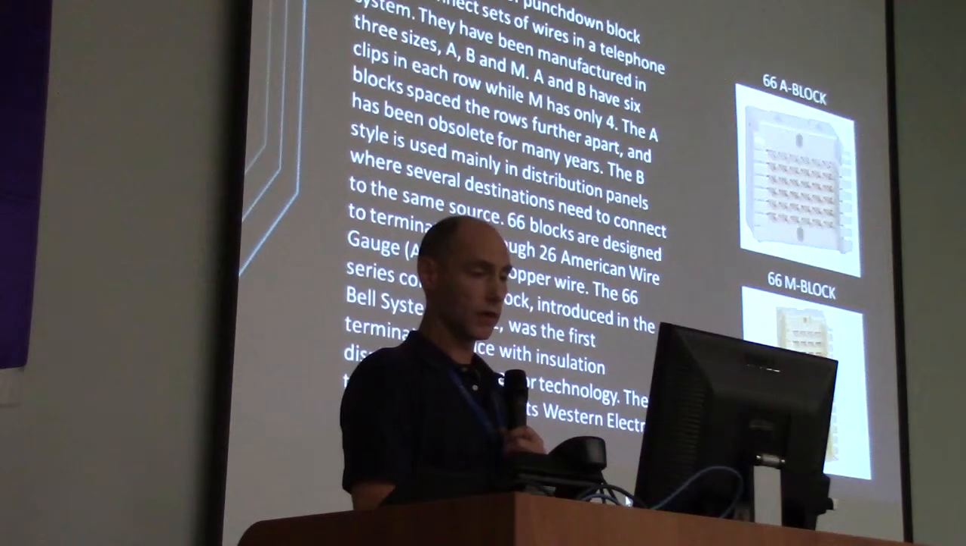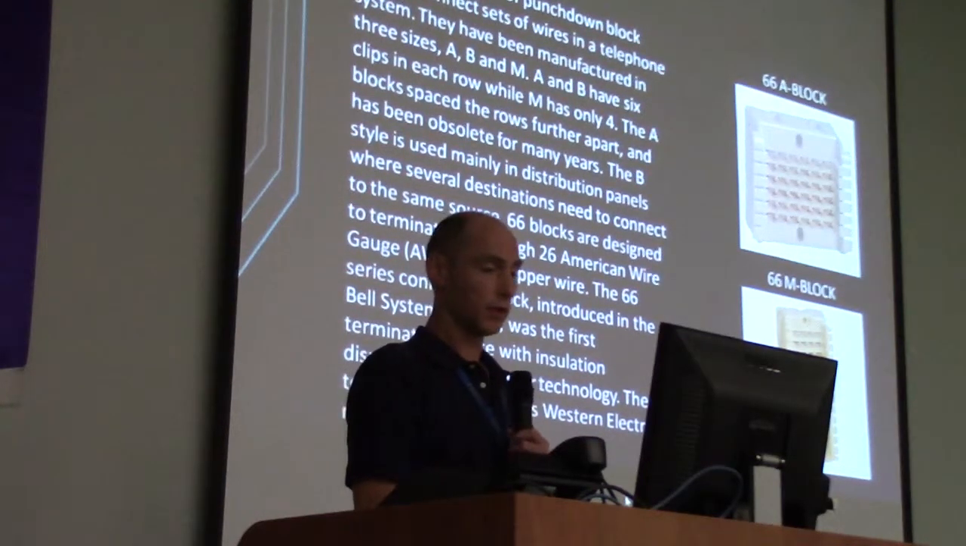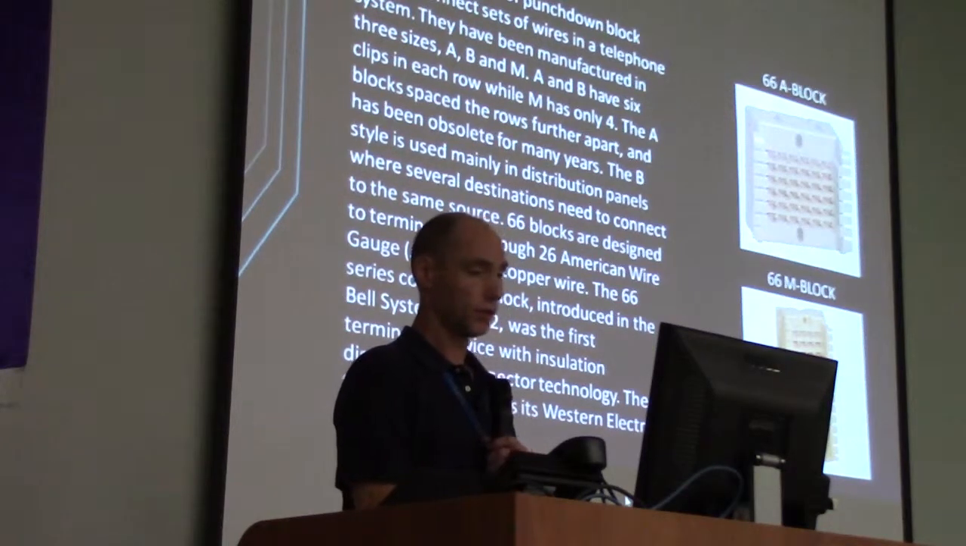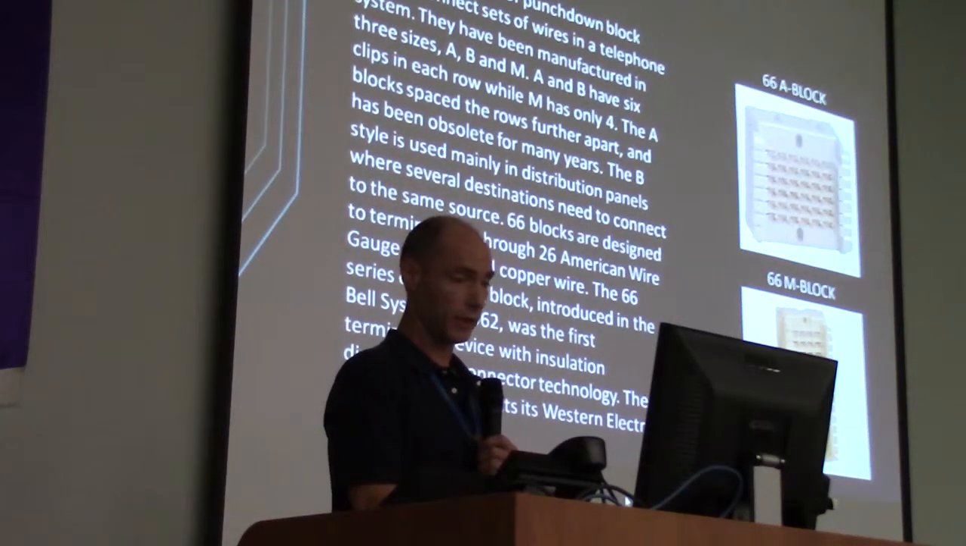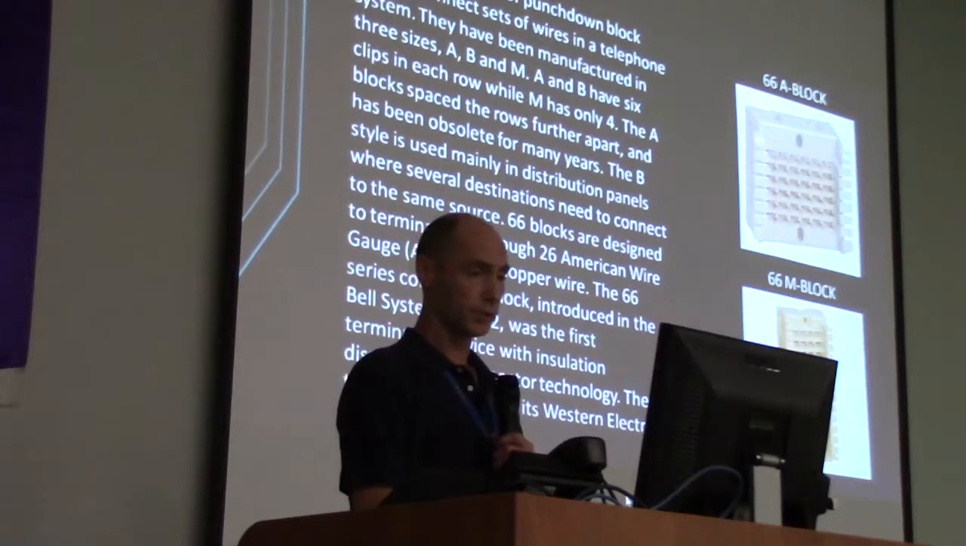66 blocks are designed to terminate 22 through 26 American wire gauge solid copper wire. The 66 series connecting block, introduced in the Bell system in 1962, was the first terminating device with insulation displacement connector technology. The term 66 block reflects its Western Electric model number.